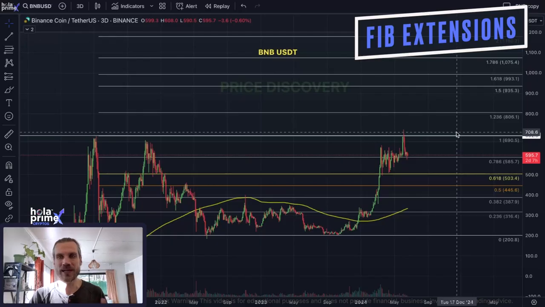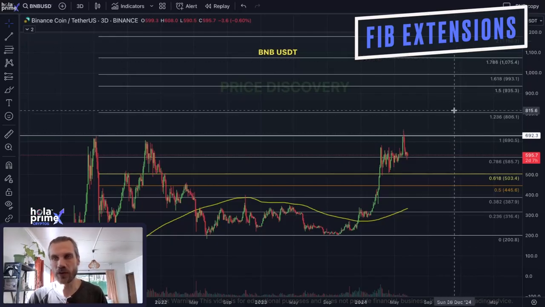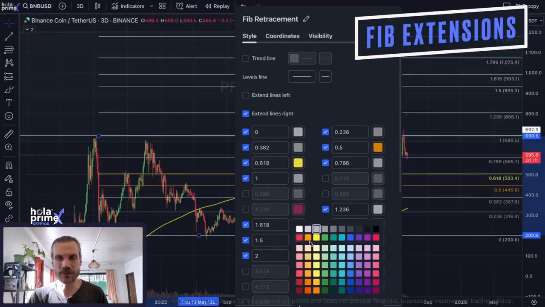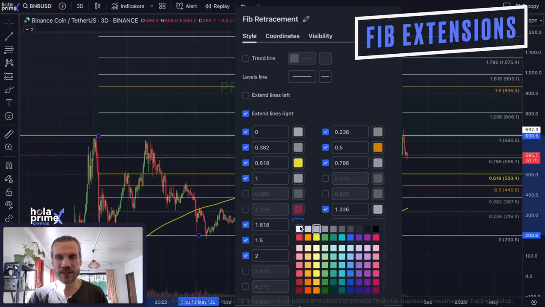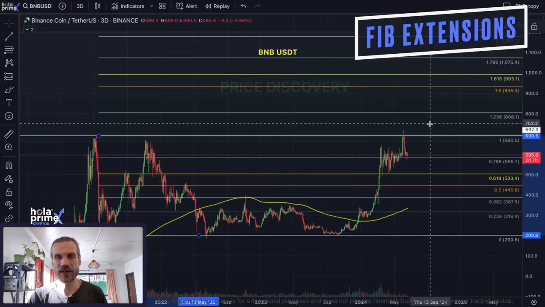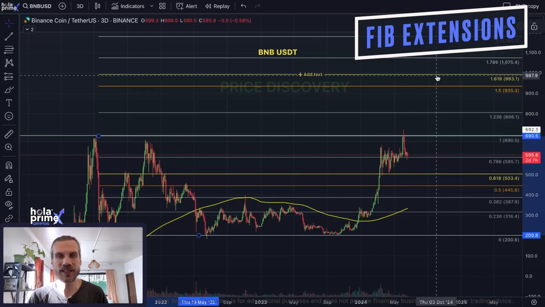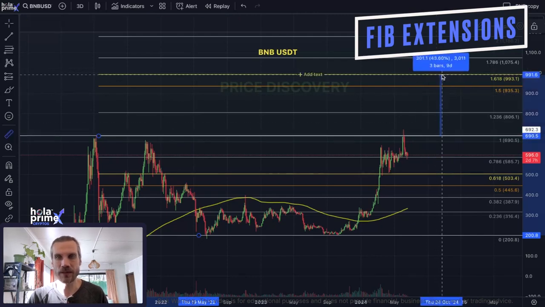But obviously we now know that these levels are not all created equal. So we know that the 1.5 level, let's mark it, is quite significant. So that would be a great take profit price point. We also know that the 1.618 is super significant. So if we get a breakout from BNB, 1.5 and 1.618 levels would be ideal to take potential profits from a move up, and that would be 43%.